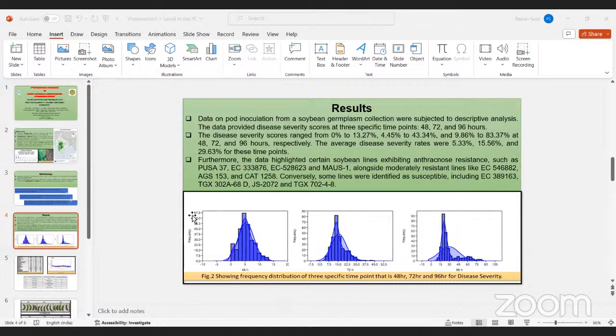Looking at these results, we identified some genotypes as resistant, like PUSA 37 and EC33876. Some are moderately resistant, like EC5468882, and parallelly some are susceptible, like EC389163.